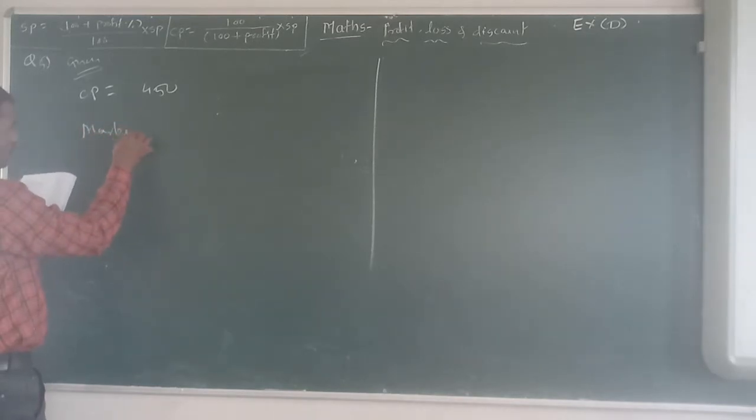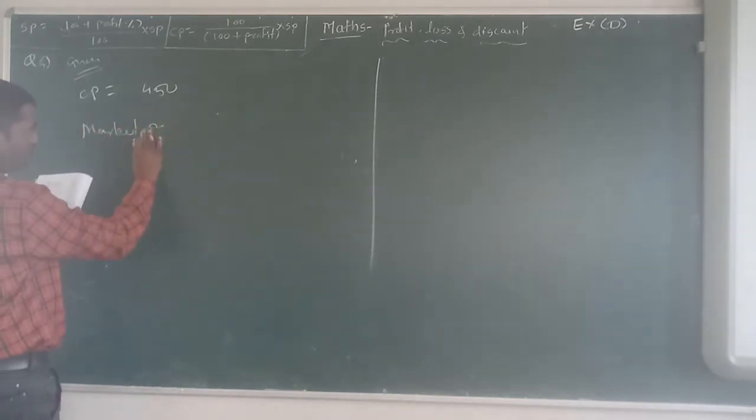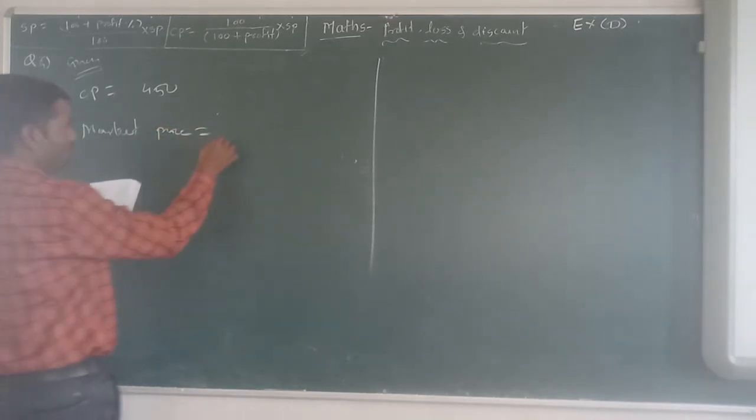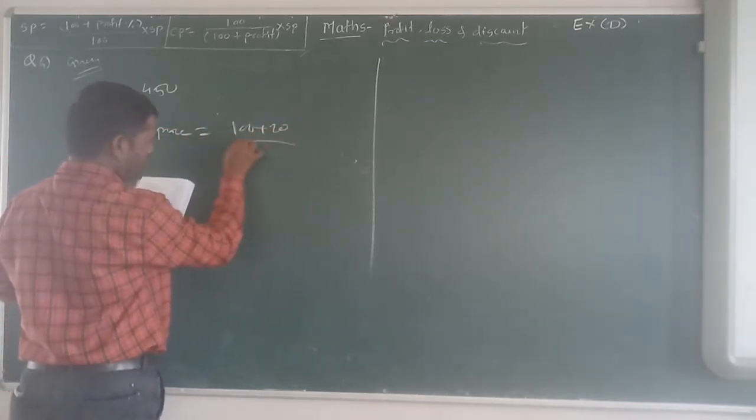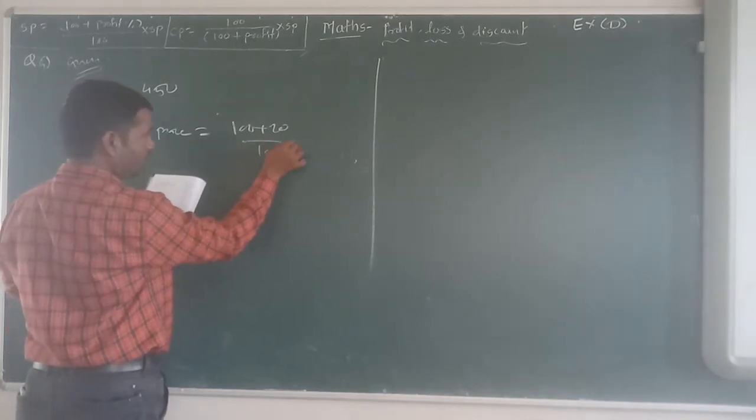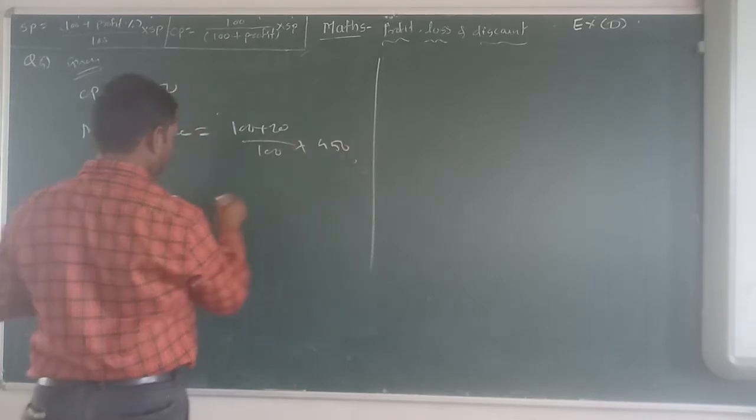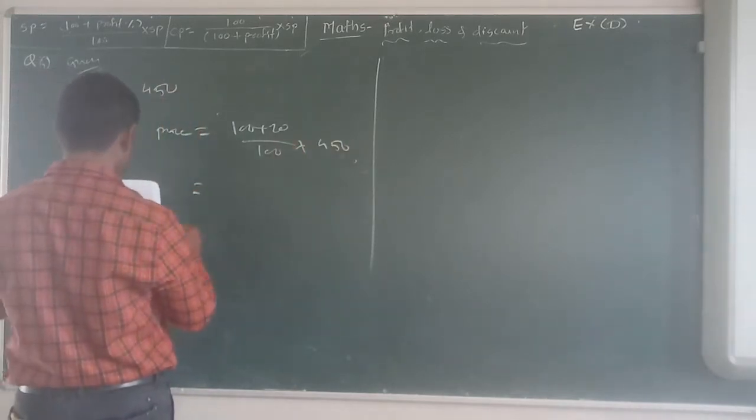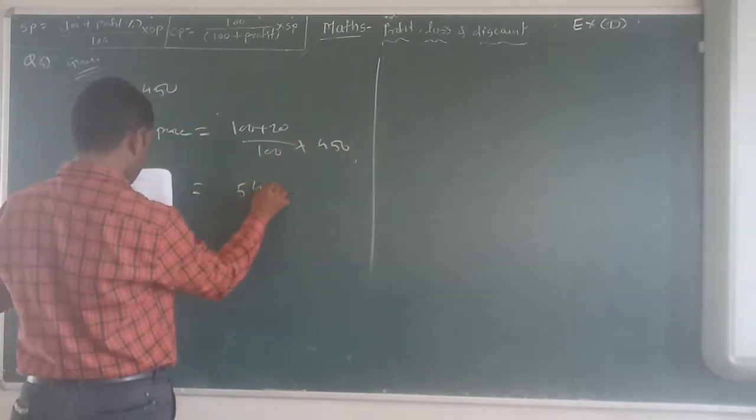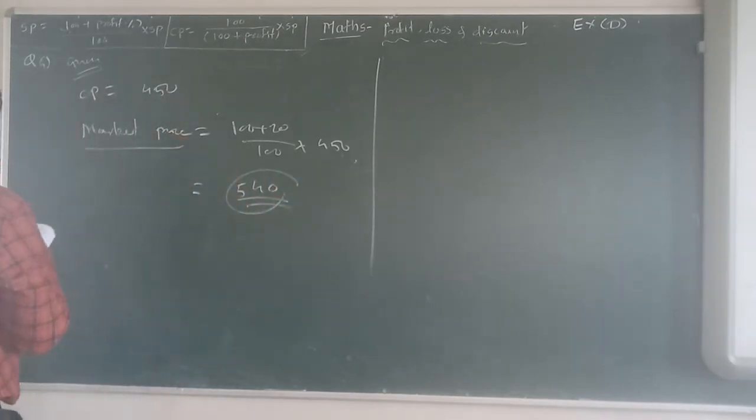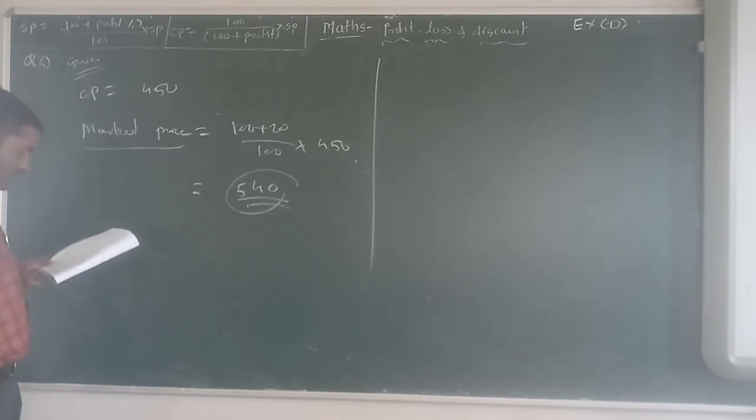Market price is above the cost price. We have to find how much, which is 20% above. That means (100 + 20)/100 multiplied by CP, which is 450. Okay, so here directly we can write 540. So how much is the market price? Market price we have got is 540.